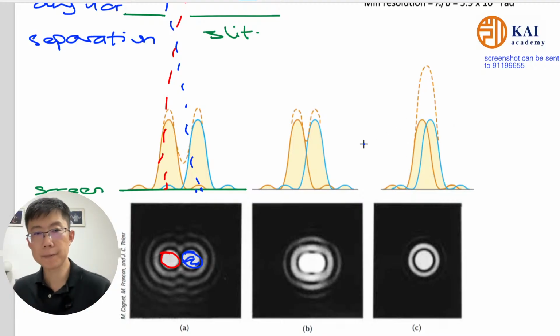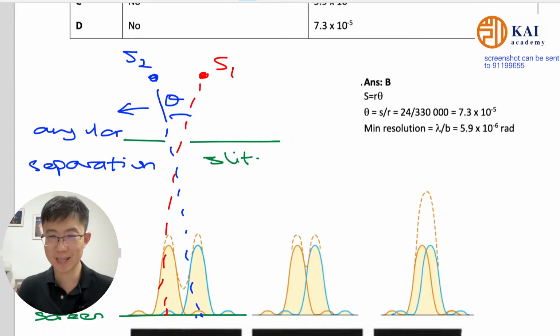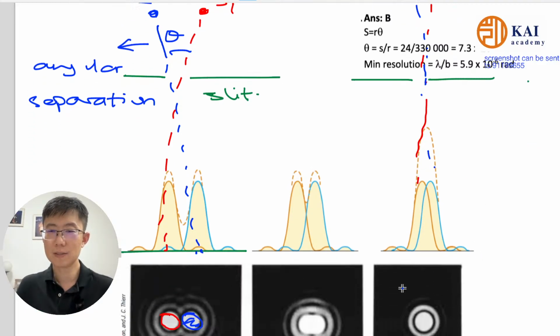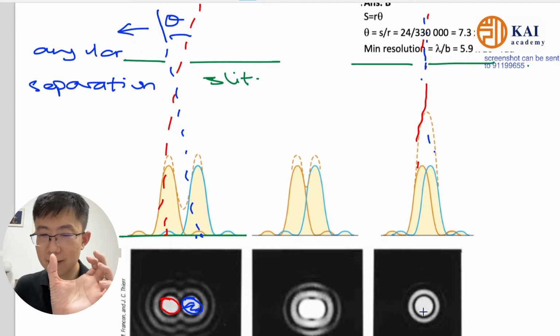On the other hand, we can try and imagine the following. Suppose now I bring S1 and S2 closer and closer together. Let's say S1 is here, and S2 is just a short distance away from it. If I now trace out the light that travels from S1 and from S2, by the time they hit the screen, their respective single slit diffraction patterns will be so closely overlapped that I cannot tell that it's from two different sources. This looks like it was just from one source. So you will then say this is not resolved.